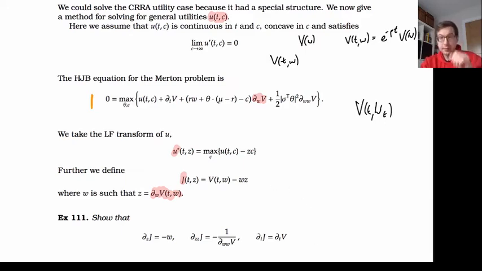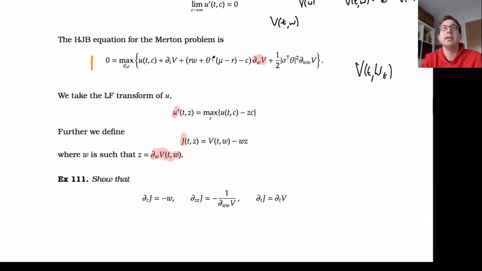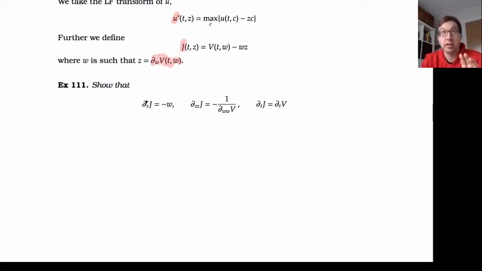And now what we can show, as I showed in the class before, is the following expressions. The partial derivative of j with respect to c is equal to minus w, where w relates according to this expression. Then we have another expression for the second partial derivative of j, and for the partial derivative of j with respect to time. In each of these cases, I end up with a relationship to the derivatives of v, the kinds of things that I care about in this expression here. I'll show the first derivative here, and I'll let you figure out how the other two work. It's not too hard.